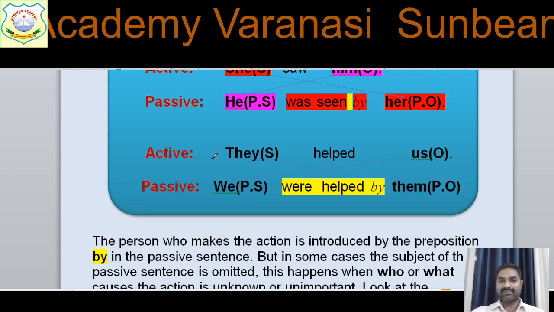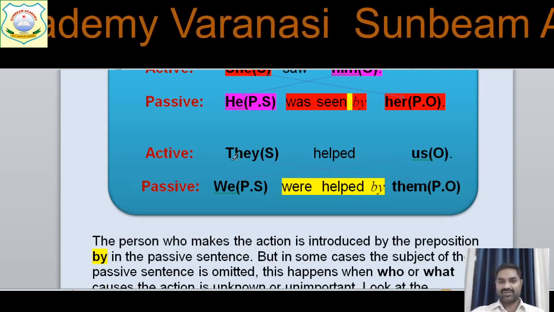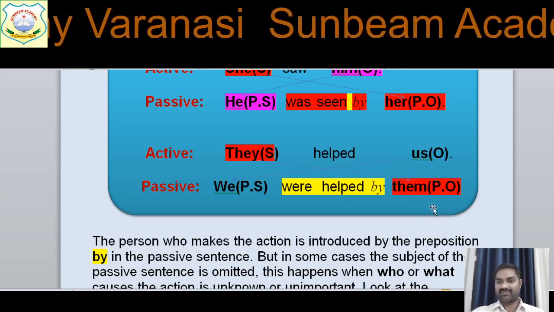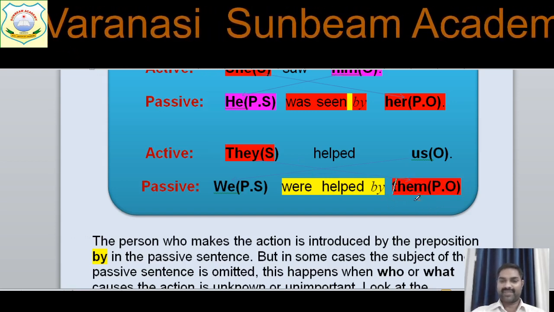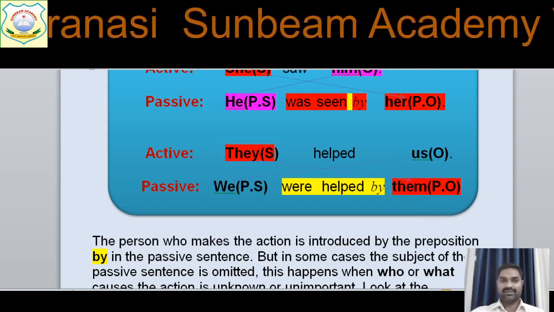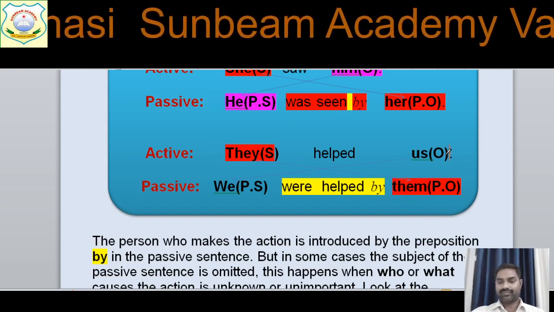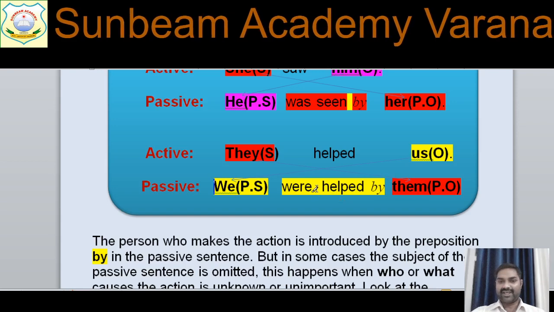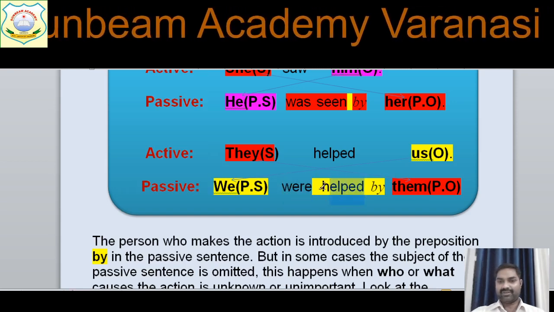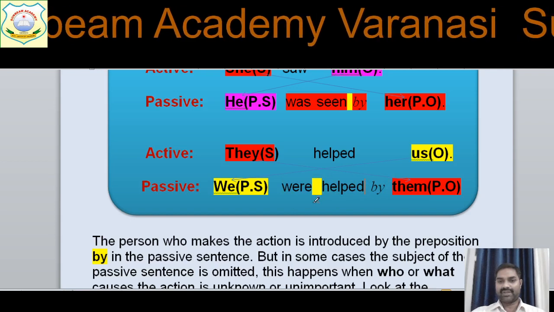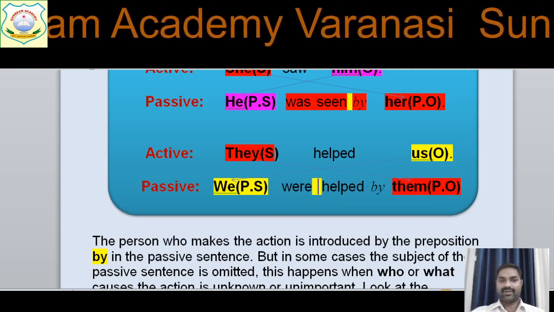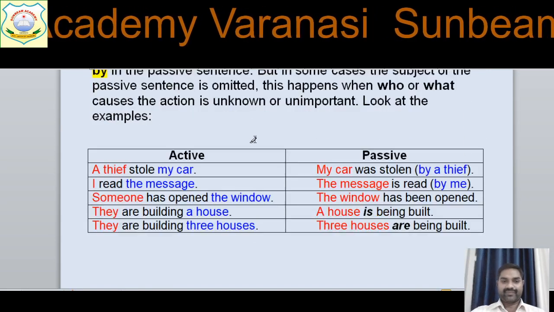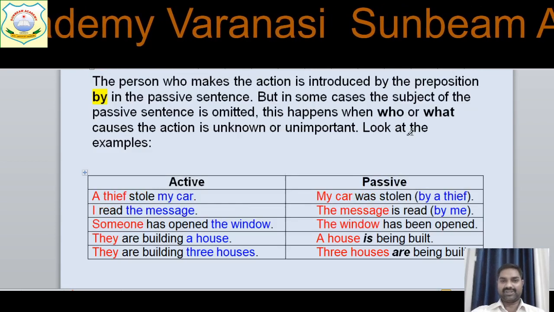You can see another example. They helped us. So here in the passive voice, the object of active voice is in the place of the subject, and the subject of active voice is in the place of the passive object, and again you are making use of a helping verb, the verb in third form and the preposition by. So these are the basic things, children. Now see these examples, how these examples are made.